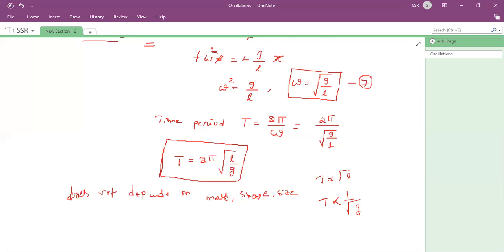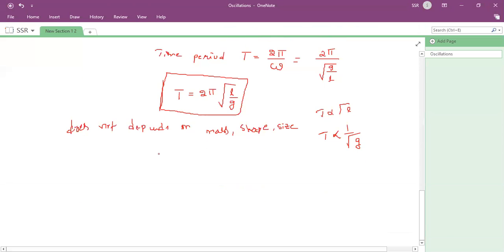Suppose G is constant for a given pendulum. For a given place G is constant, then T1 by T2 is equal to root of L1 by L2. For the same place, G is constant, so for two pendulums the ratio of their time periods is directly the ratio of the square roots of their lengths. So this is about understanding the simple pendulum. Next, the applications of this you can see now.